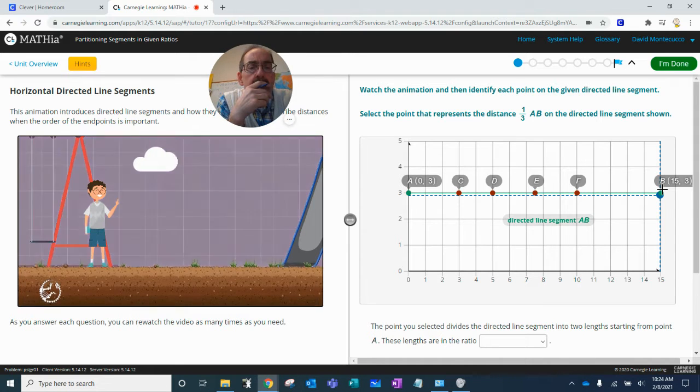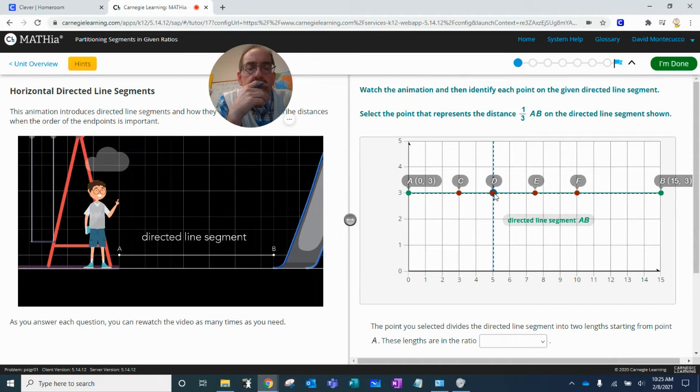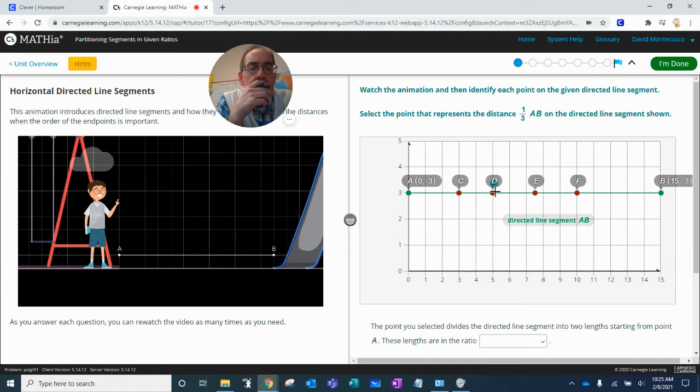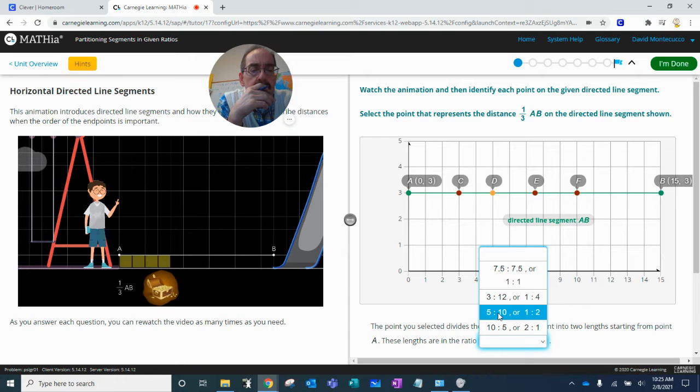Instead of a plain line segment between the swings and the slide, what would be more helpful would be a directed line segment, often called a vector. With a directed line segment, AB would mean the distance starting at A and ending at B. 1/3 the distance AB would be here, but 1/3 the distance BA would be here.